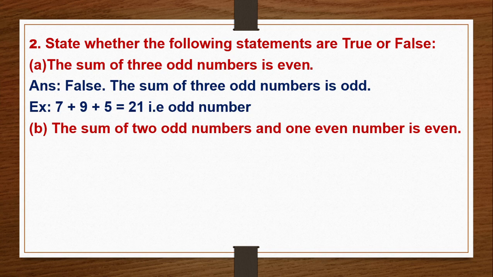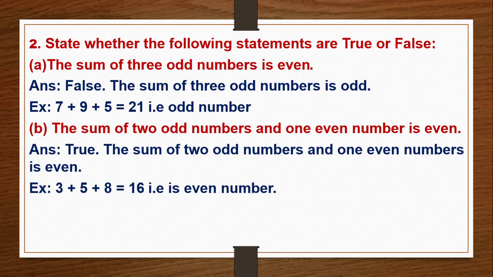The sum of two odd numbers and one even number is even. So here also, what you have to do is take one example. Let's take two odd numbers, 3 and 5, and one even number, 8. Let's add all this. We are going to get 16. 16 is an even number. So we say the statement is true.